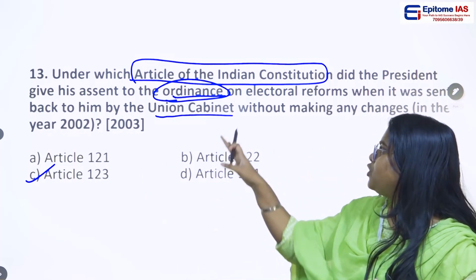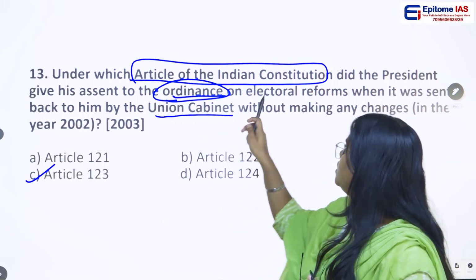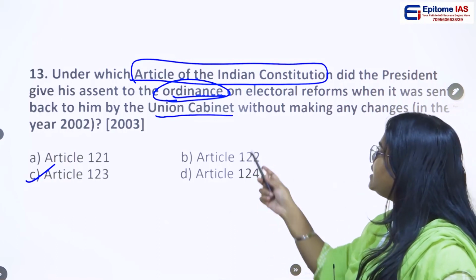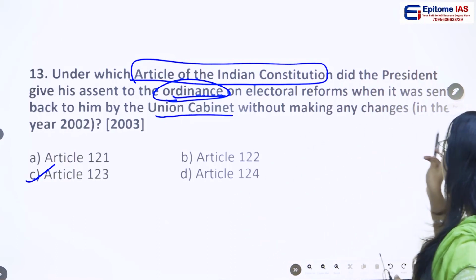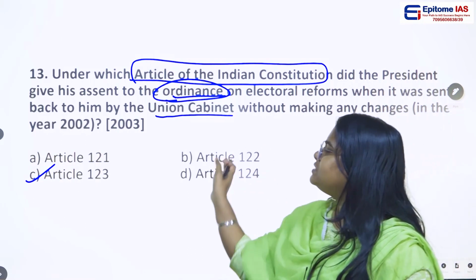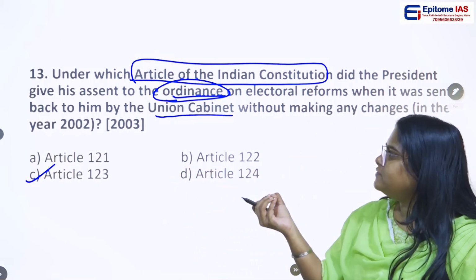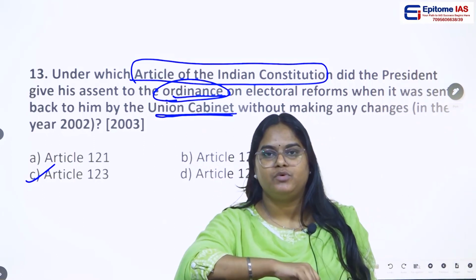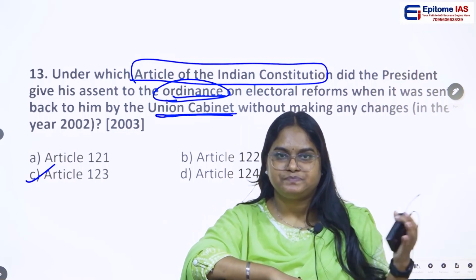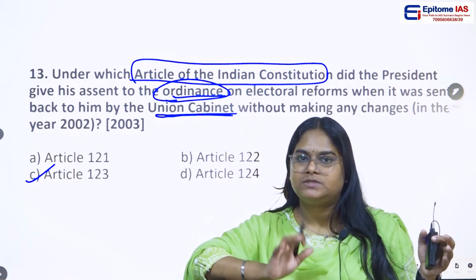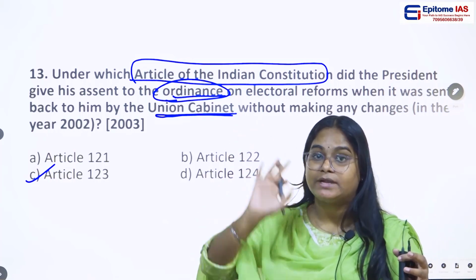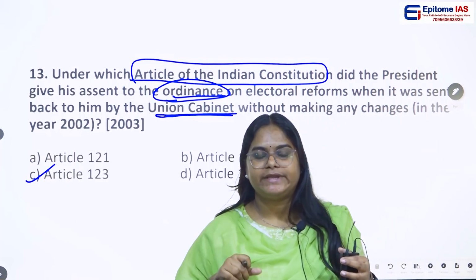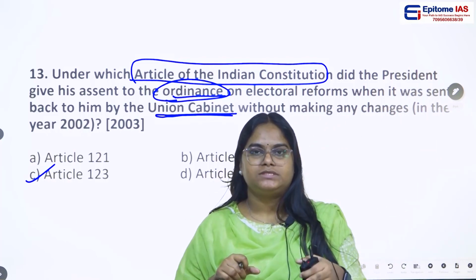But still, let us try to process what they are telling here in the question. They are telling about electoral reforms when it was sent back to him by the Union Cabinet without making any changes. Which means there was some ordinance for which the Council of Ministers or the Union Cabinet asked the approval of the President. They are asking the assent of the President for this ordinance related to electoral reforms. And it is clearly visible that he sent it for reconsideration and they again sent it to the President.